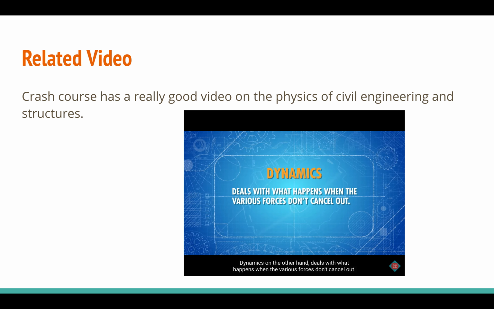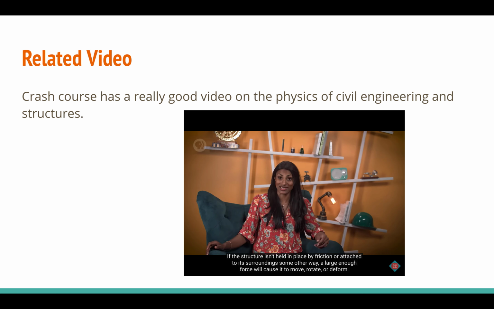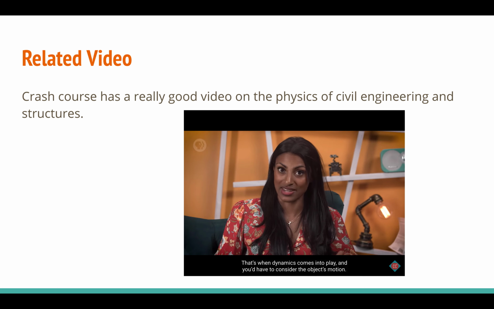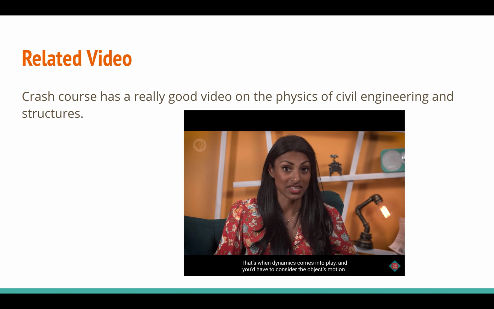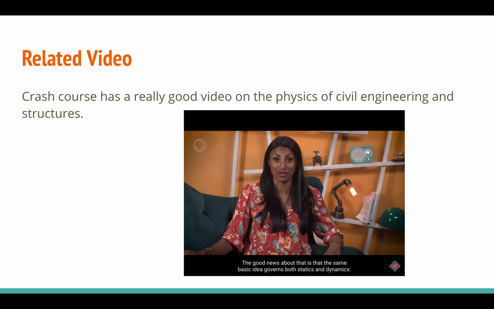When this happens, we'd say the object is in static equilibrium with its environment. Dynamics, on the other hand, deals with what happens when the various forces don't cancel out. If the structure isn't held in place by friction or attached to its surroundings in some other way, a large enough force will cause it to move, rotate, or deform. That's when dynamics comes into play, and you'd have to consider the object's motion. The good news about that is that the same basic idea governs both statics and dynamics.